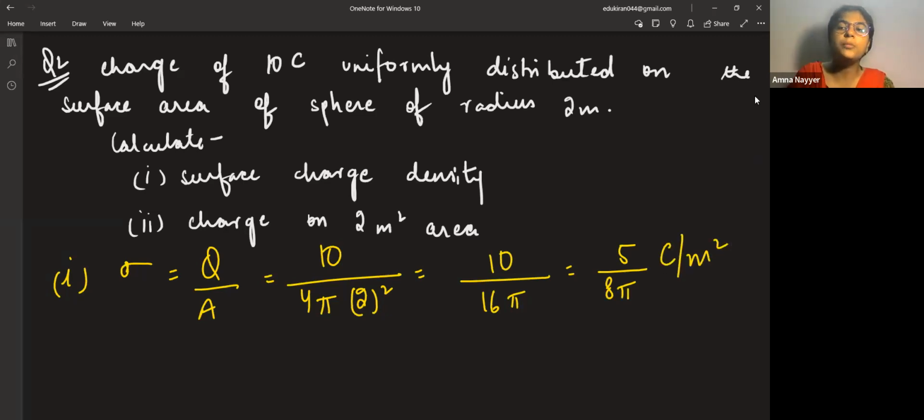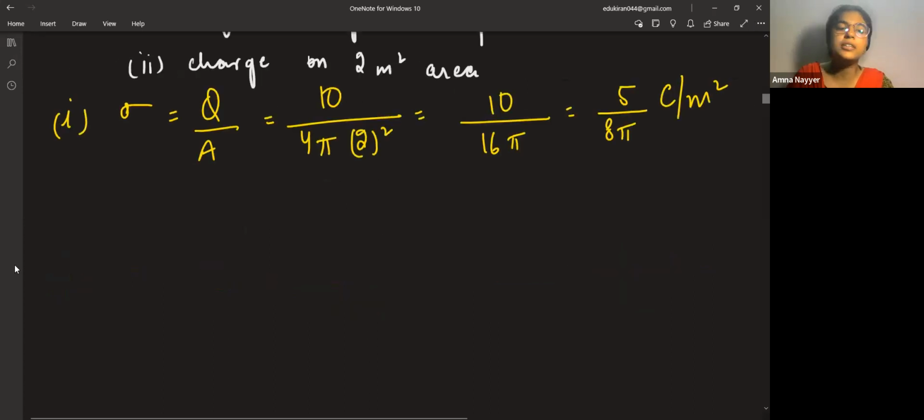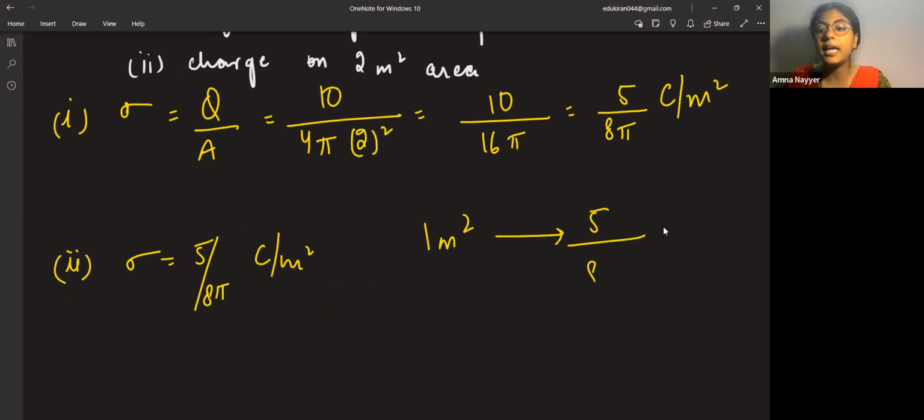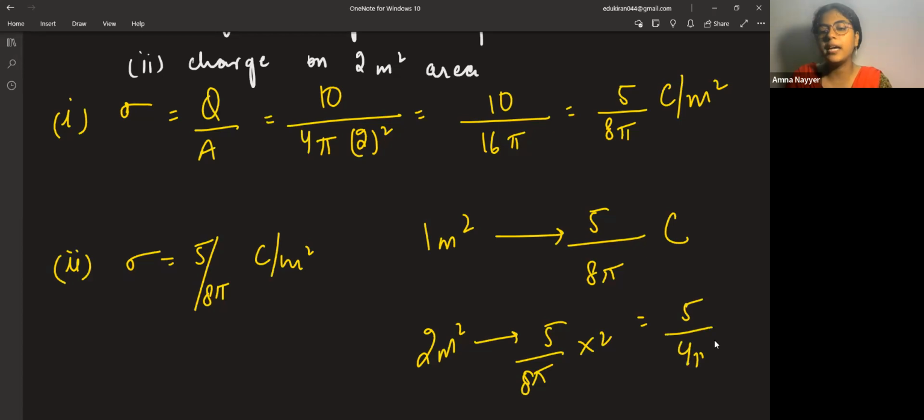Now the charge on 2 meter square area. If sigma is 5 by 8 pi coulomb per meter square, this means in 1 meter square you are having 5 by 8 pi coulomb of charge. So in 2 meter square, how much will you have? 5 by 8 pi multiplied by 2. That becomes 5 by 4 pi coulomb of charge. Clear? Similar question to what we have discussed.